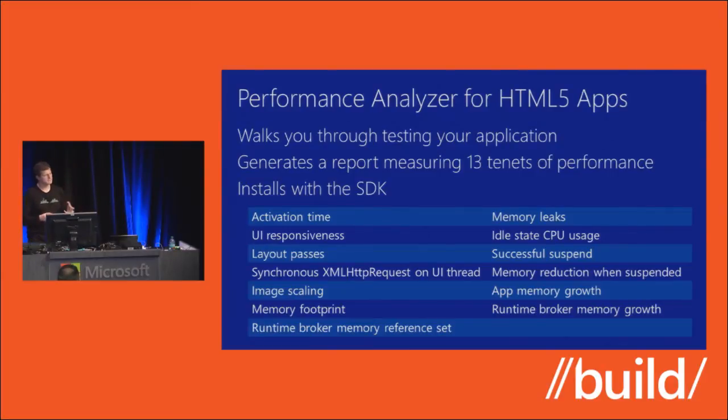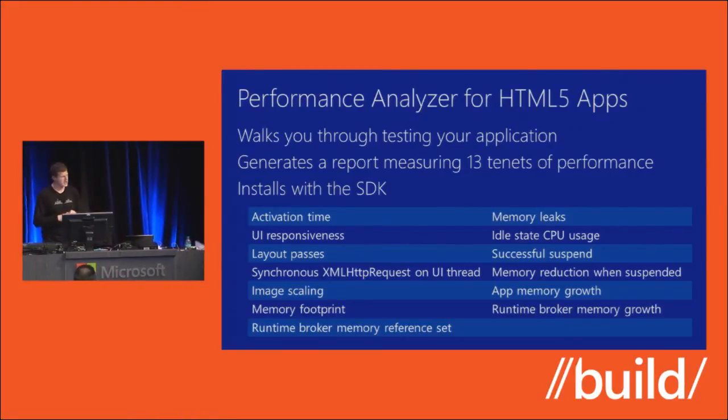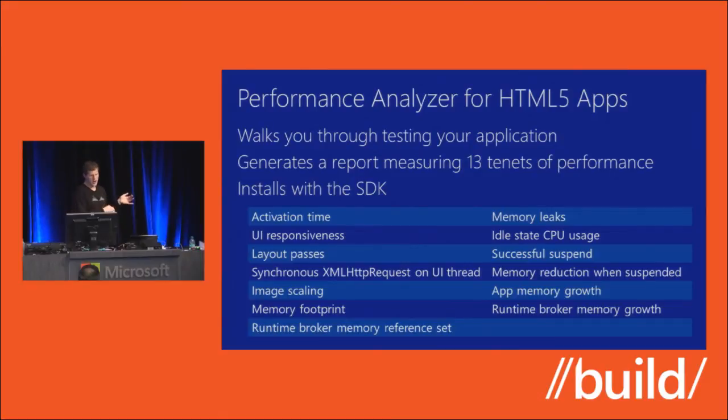And then when you're done, it's going to generate a report measuring these 13 different tenets of performance. Activation time: it's going to tell you whether you met the guidelines set by the Windows team for what their goal should be for activation. It's going to tell you if at any point your UI was unresponsive. It's going to talk about layout. Some of the things I talked about, the profiler we just looked at can't show you. Did you make synchronous requests? Are you scaling images? How is your memory footprint on the application? Are you leaking memory? How did you handle the suspend state? What does your memory trend look like?